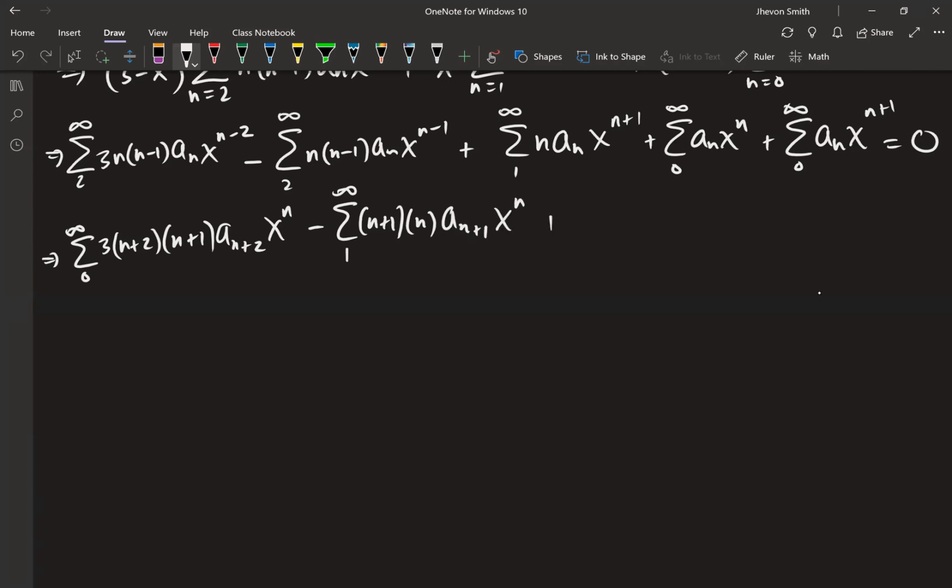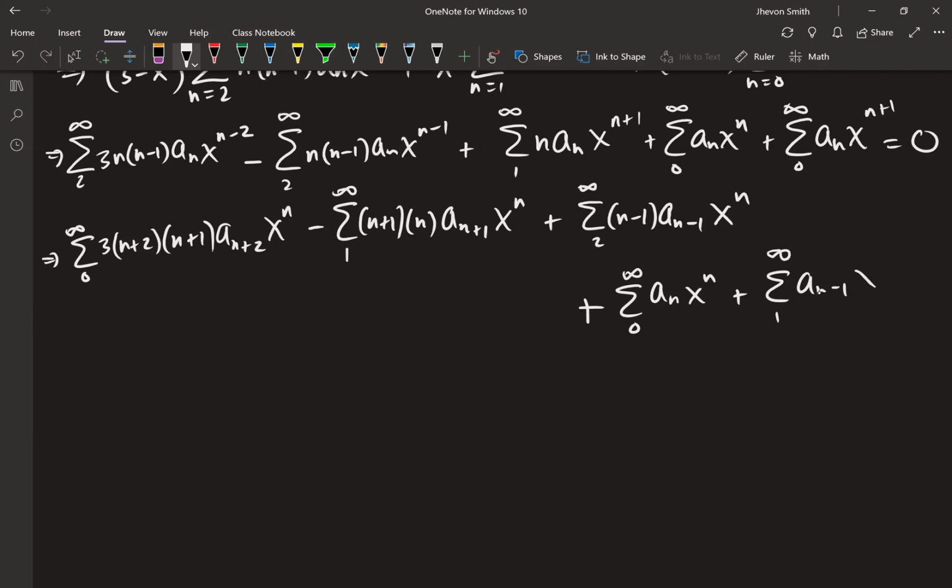plus this, I'll shift all the n's to n minus 1. So this series is now going to start at 2, n minus 1, a sub n minus 1, x to the n, plus this series is fine. Plus this, shift all the n's to n minus 1. So this is going to be the series starting at 1 to infinity, a sub n minus 1, x to the n, equals 0. So that's where we are.